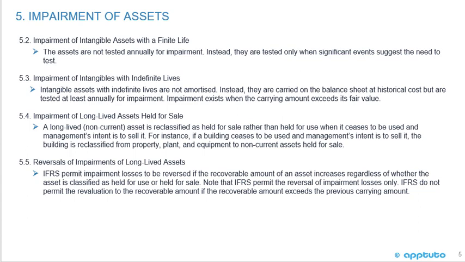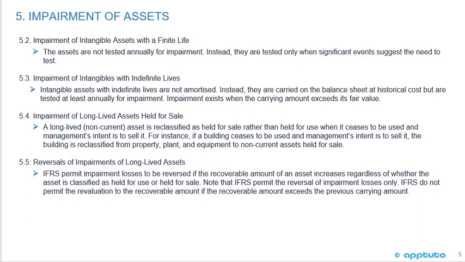Impairment of intangibles with indefinite lives. Intangible assets with indefinite lives are not amortized. Instead, they are carried on the balance sheet at historical cost, but are tested at least annually for impairment. Impairment exists when the carrying amount exceeds its fair value. So that's important to pick up on these small differences between impairment of intangible assets with a finite life and impairment of intangible assets with an indefinite life, okay?